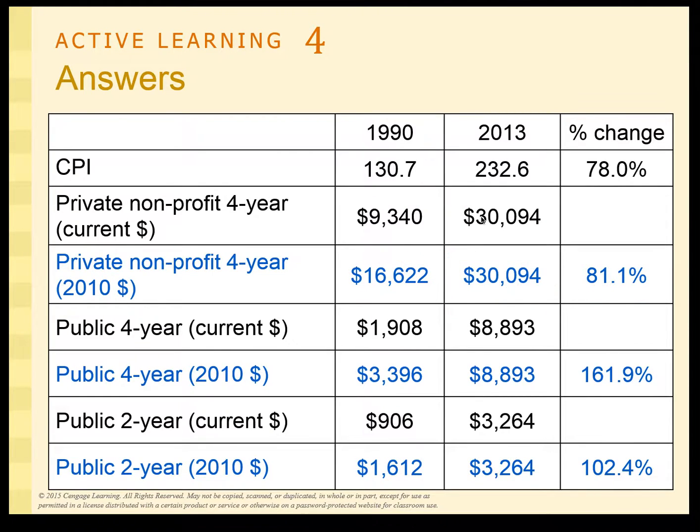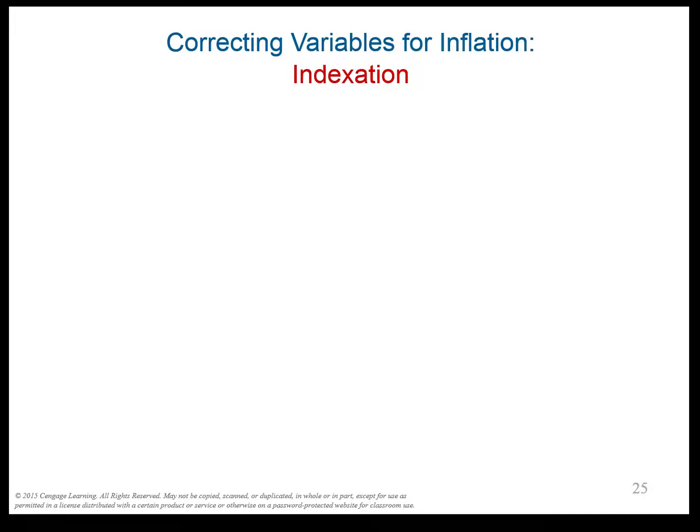Okay, and so I've done that for all of these, and you see that the public four-year institution increased by 161%, almost 200%, almost doubling in price over that 23-year period.